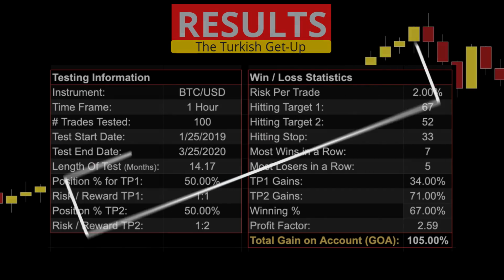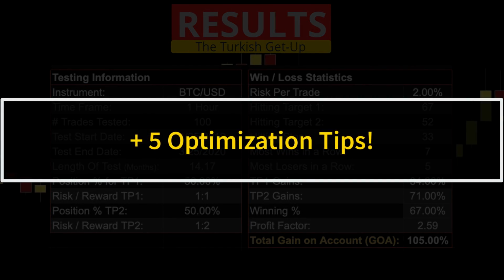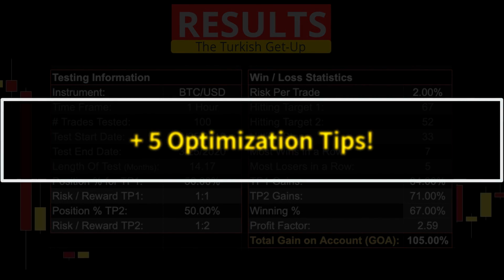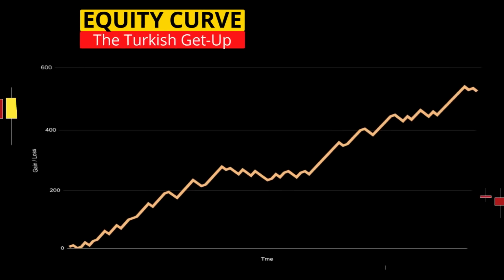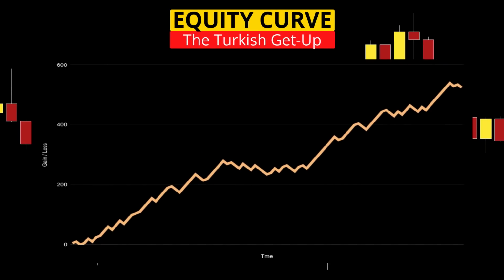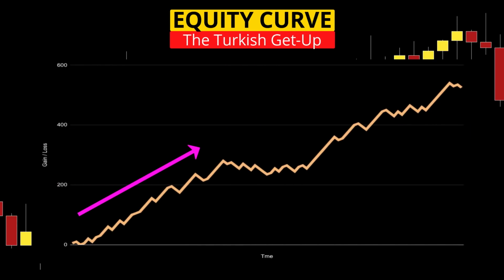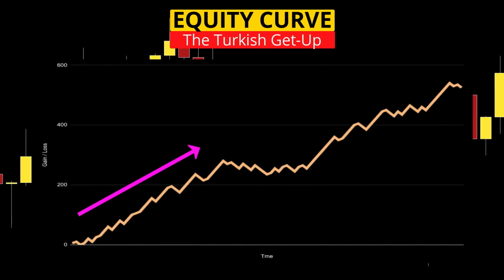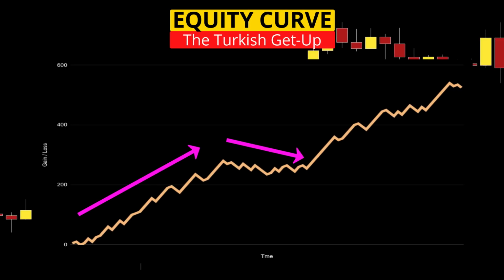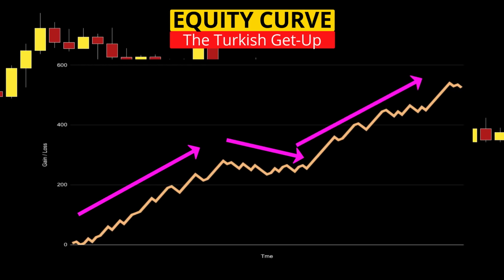But if you think that is good, I'm going to give you 5 outstanding optimization tips to really crank up those results. So you have to love this equity curve. The combination of this data set and this system provided a huge impulsive move to start, followed by a shallow drawdown and then another equally impulsive move up.